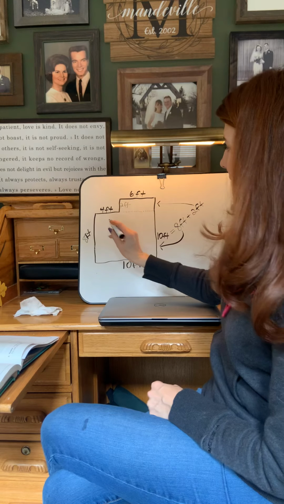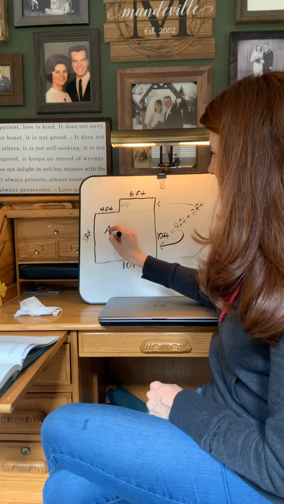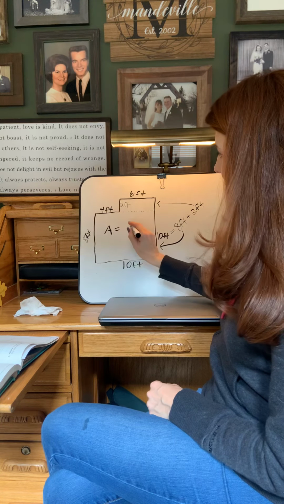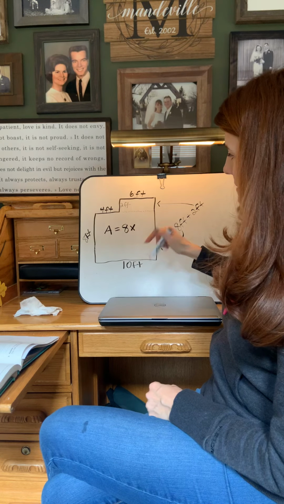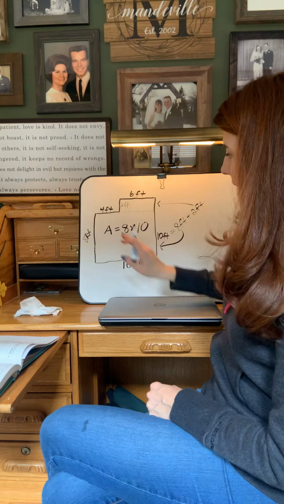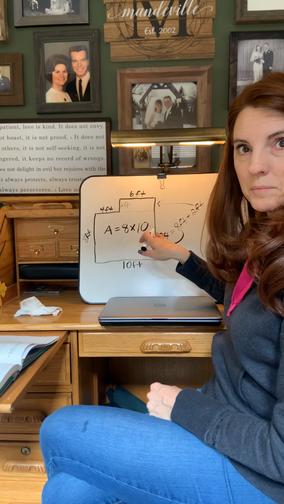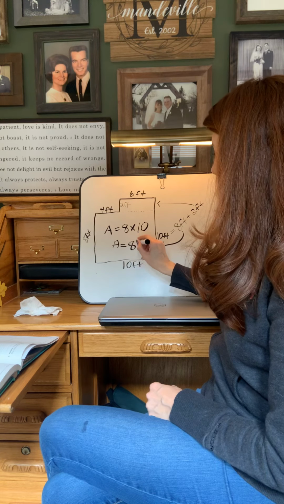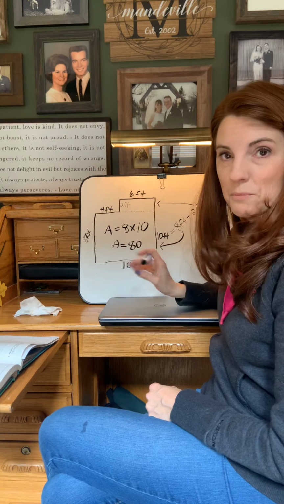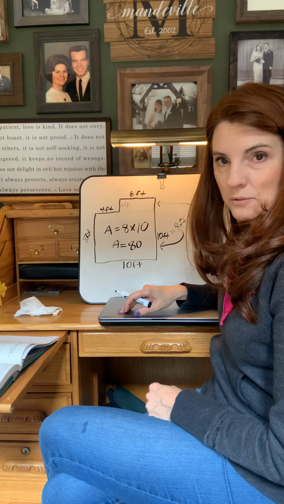Okay, so let's figure out the area of this guy. The area of this guy is going to be 8 feet, 10 times. So this area is 80. So really, if it weren't for this part, his room would be the same size as Ryan's room.